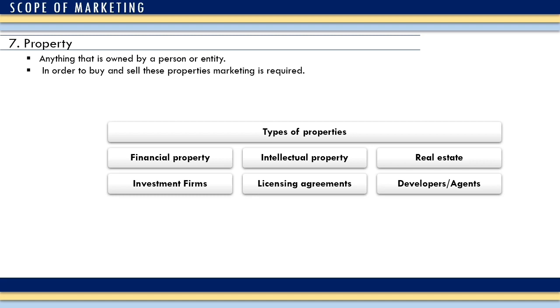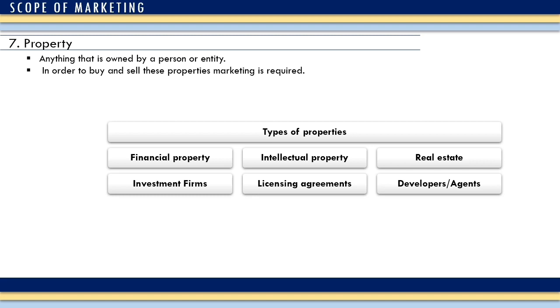So you see, various financial instruments and products are available so that they cater to the needs of different types of customers, different types of investors. So even financial instruments, financial products are marketed. And insurance policies, health insurance policies, all these are part of your financial properties.